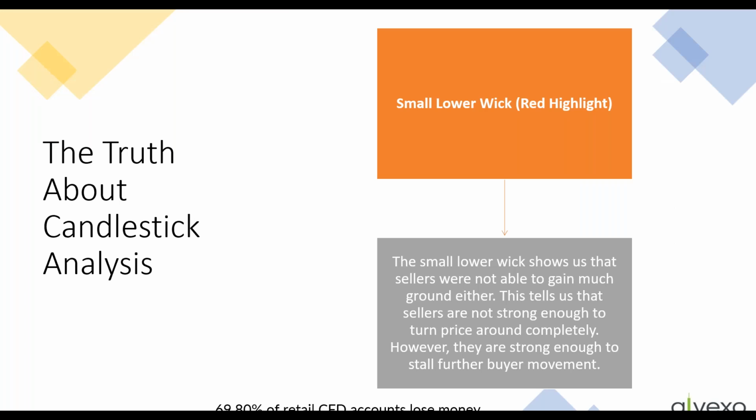The small lower wick shows us the sellers were not able to gain much ground either. This tells us that sellers are not strong enough to turn around completely. However, they are strong enough to stall further buyer movement. Now, this is one way of reading a candle.